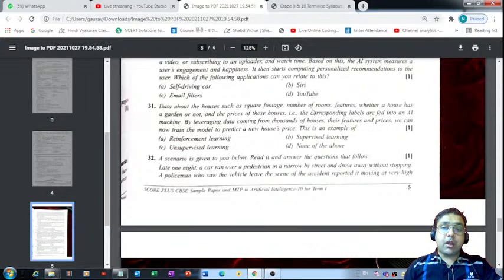Why? Because all the data which is coming is labeled data: number of rooms, square footage, features, whether the house has a garden or not. Everything is labeled. So it's supervised learning which is going to take place here.